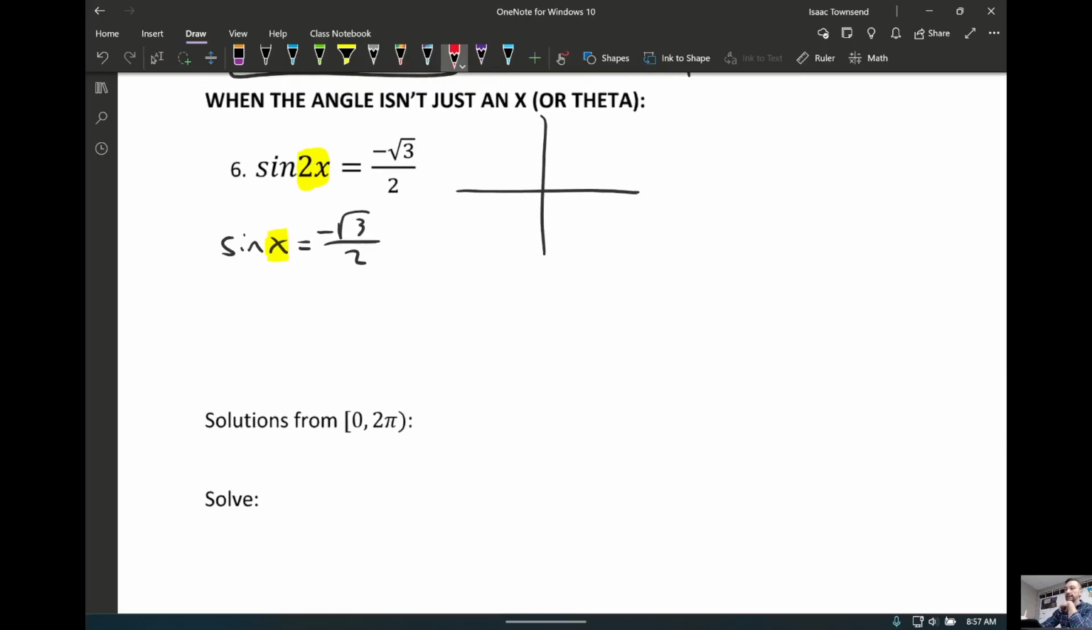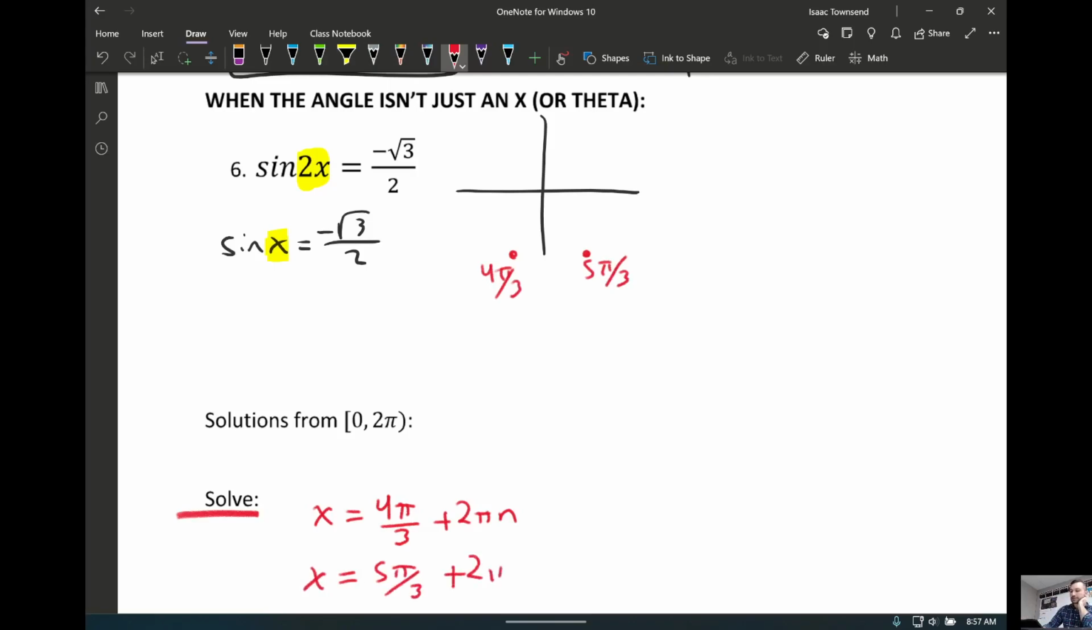Sine is negative square root of 3 over 2 here and here. And then do these two backwards. So do the solve first. We could say one answer is 4 pi over 3 plus anything coterminal to it. And then also 5 pi over 3 plus anything coterminal to it.